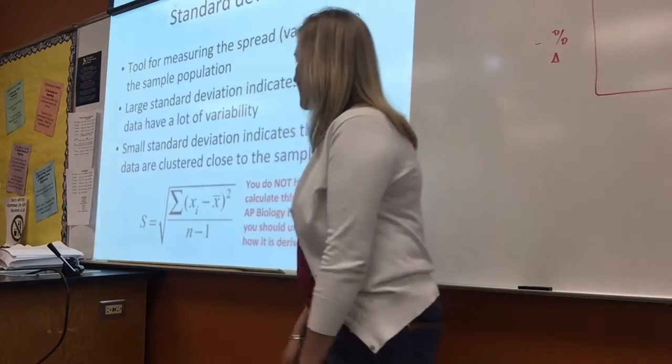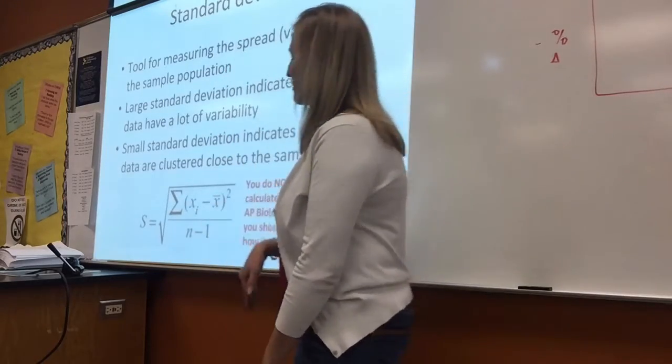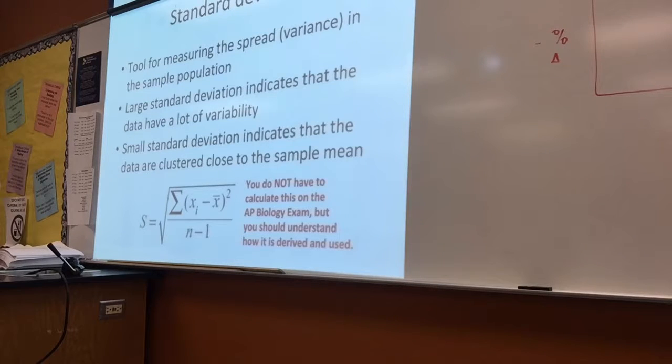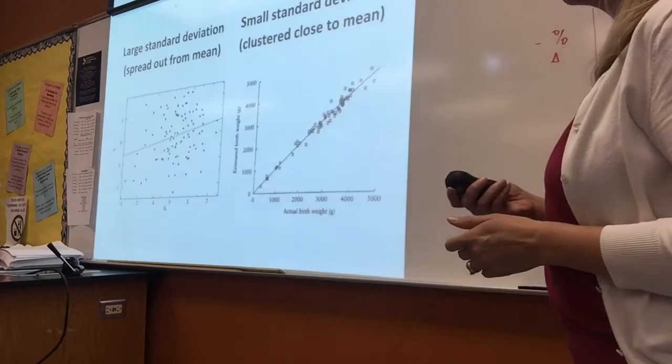And then divide it by n, which is the number in your sample, minus 1, and then take the square root of the whole thing. By the end of this, you'll understand and be able to utilize this. All right, but like I said, it's not something you have to memorize. But we have to understand what it means.